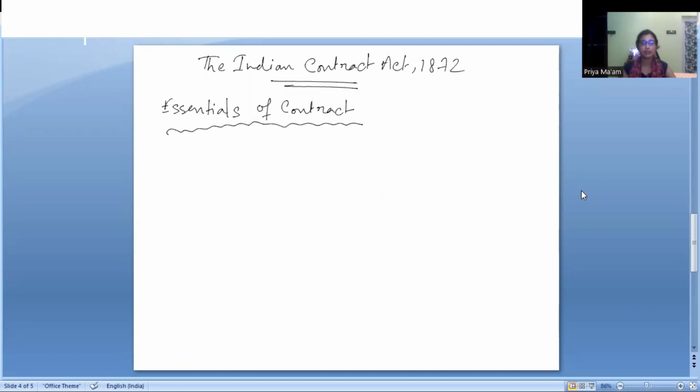Today we will be starting with essentials of contract. In the last class, we studied the basic concepts of a few topics regarding the Contract Act: what is a contract, and to understand the contract, we understood various concepts like what is agreement, what is promise, what is consideration, set of promises, all these things. If you haven't checked it out yet, just go with that video first and then come to this video.